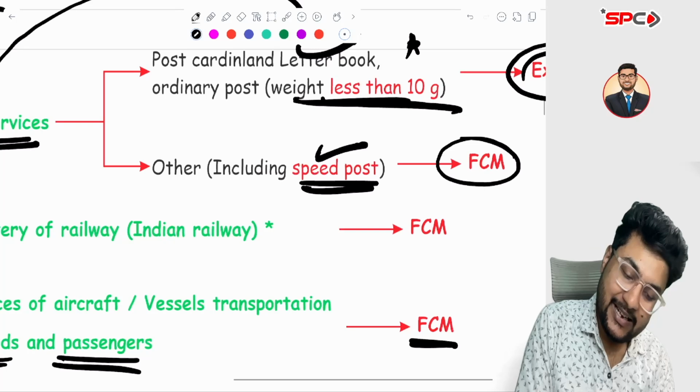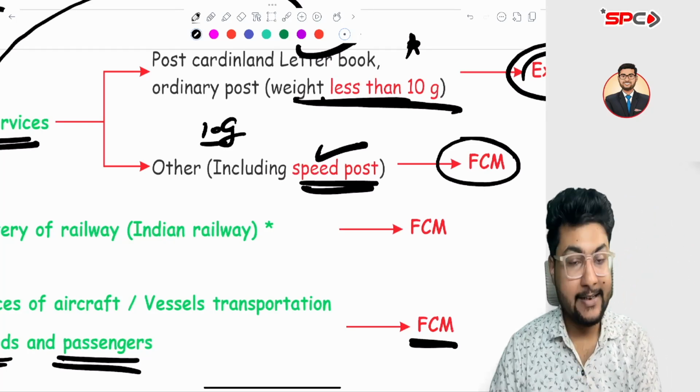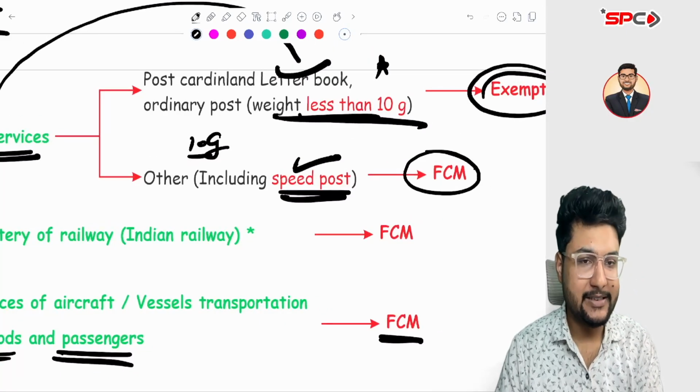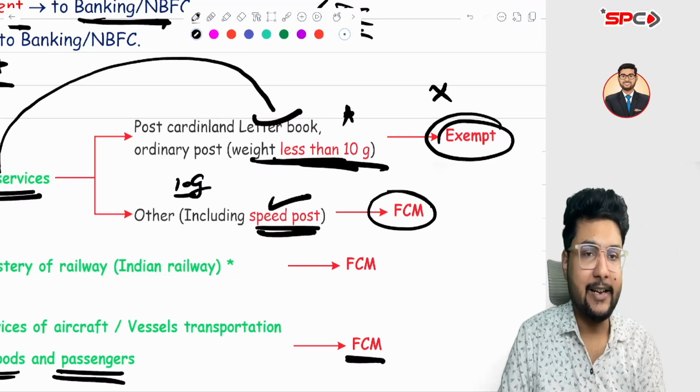Or if you are sending a chocolate with your letter, means the postal weight is 10 gram or more, in that case it is covered under forward charge mechanism. Okay, this is not exempt, means only less than 10 gram is exempt.